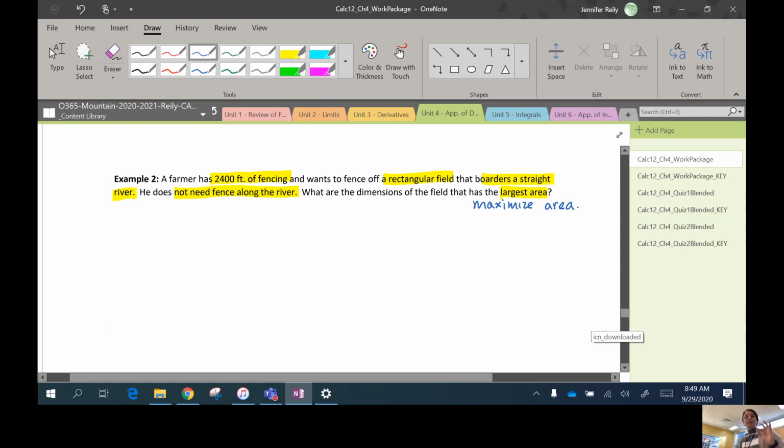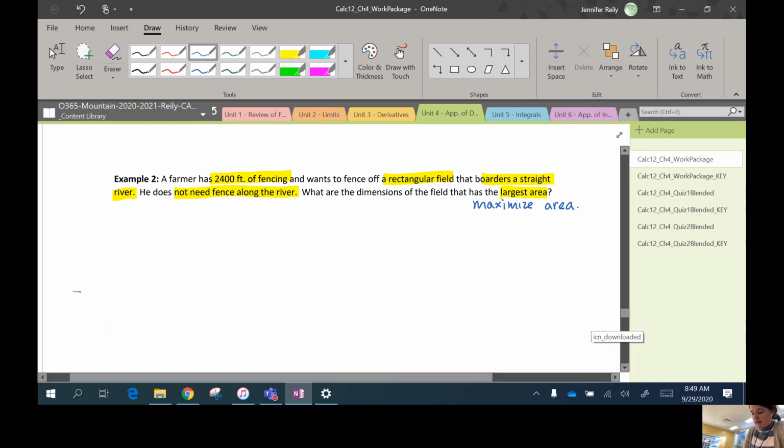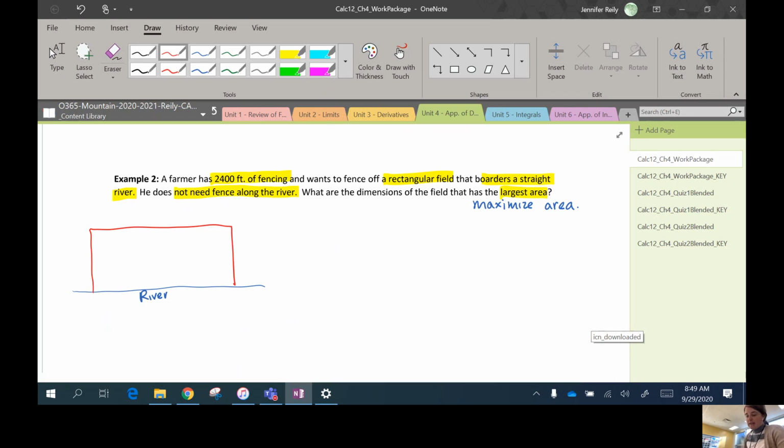We want to find the maximum point per area. Okay, so step 1, define your variables. To do that, you need to draw a picture for this. So let's draw a really simple diagram. Here's our river. We use blue for river, and here's our rectangular fencing. Notice I did not put a red line beside the river because it says we do not need to fence along the river.